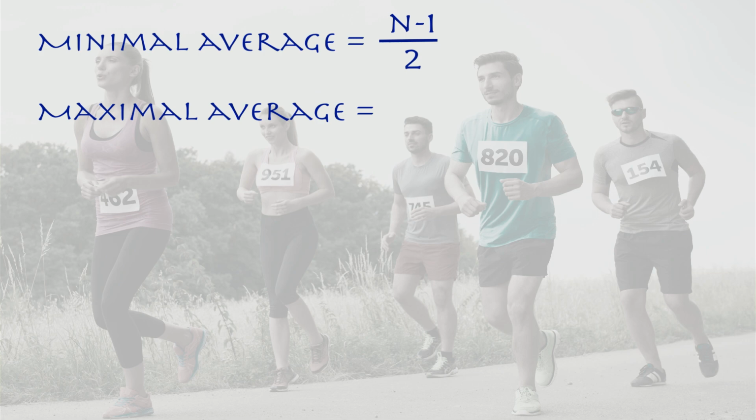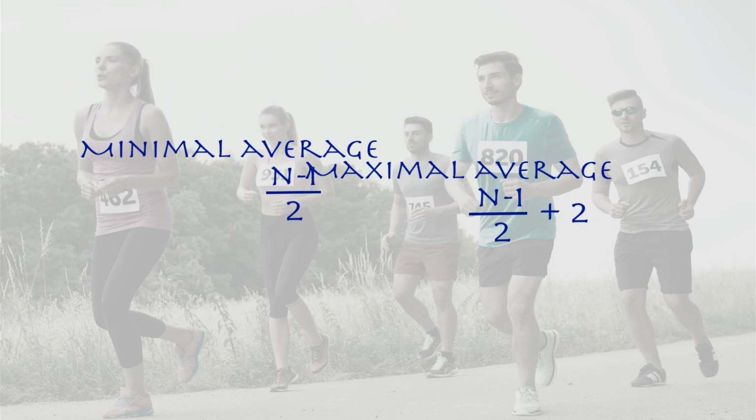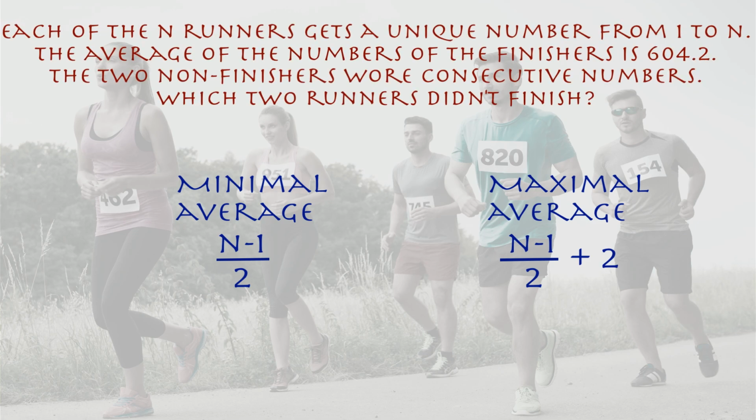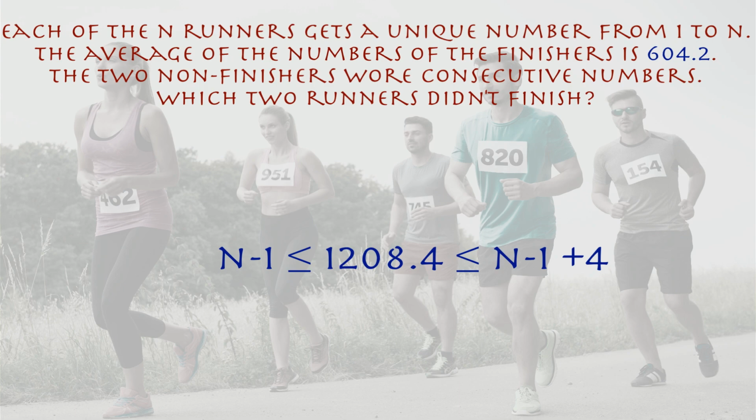What I'm saying is the maximal average is just (n minus 1)/2 plus 2. Now we're getting somewhere. Recall that in our race, the average number of the finishers was 604.2. So 604.2 must be between (n minus 1)/2 and (n minus 1)/2 plus 2. We can get rid of the fraction by multiplying all 3 parts of this compound inequality by 2, and then recognize that n minus 1 plus 4 is just n plus 3, and break this up into 2 different inequalities.